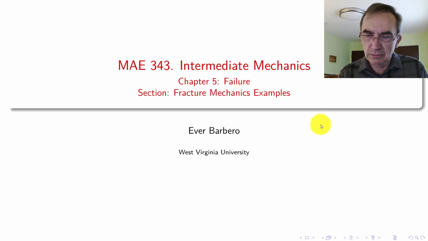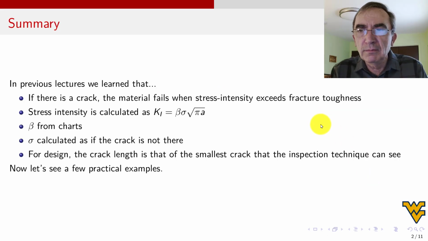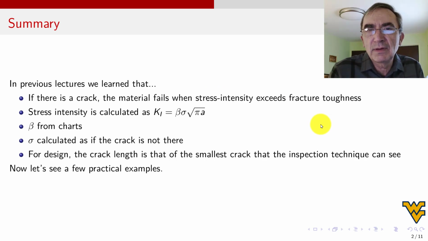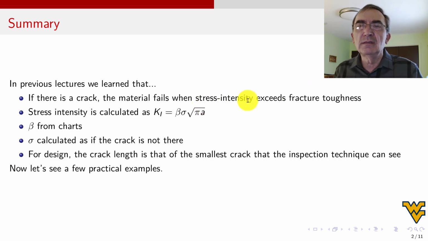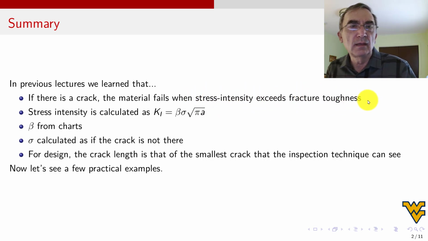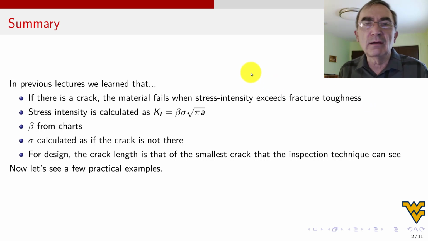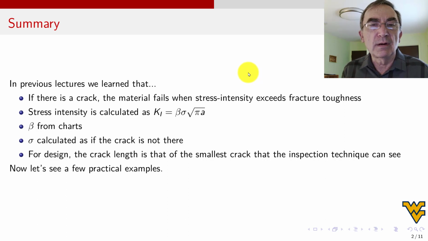Okay, so from the previous videos we have learned that if there is a crack, the material fails when the stress intensity exceeds the fracture toughness. So this is a failure criterion for fracture mechanics. And there might be a crack, or if you're designing, you have to assume that a crack may appear or may be there. And we have discussed all these issues.